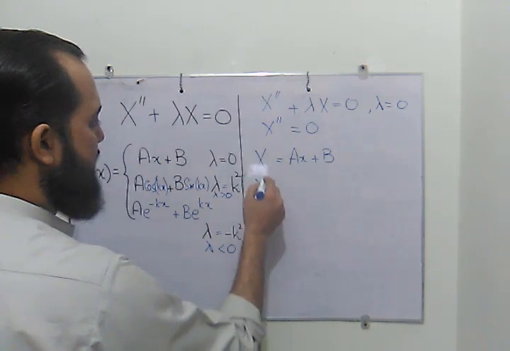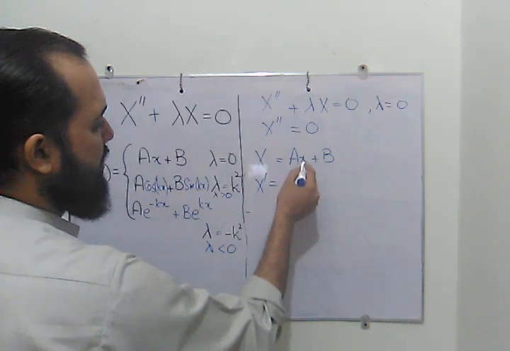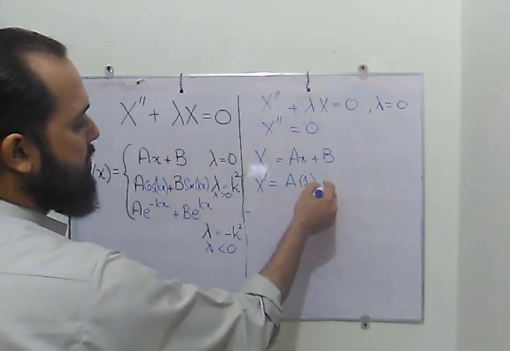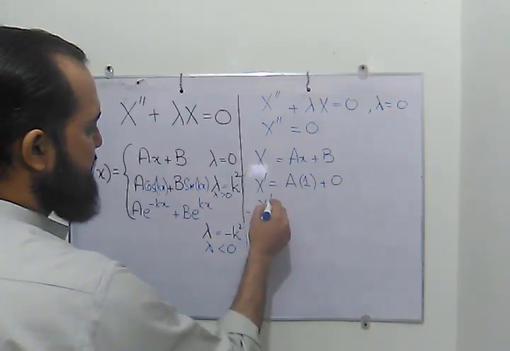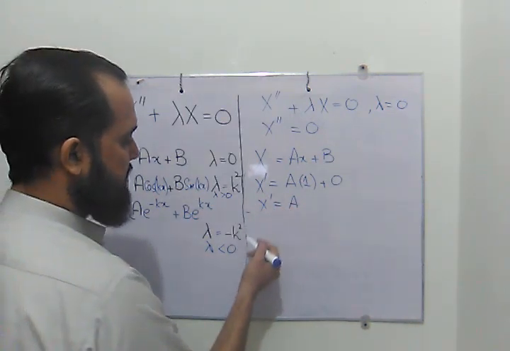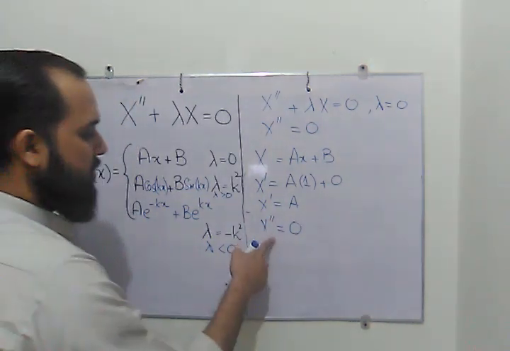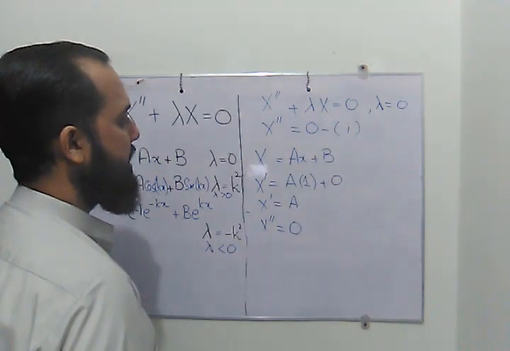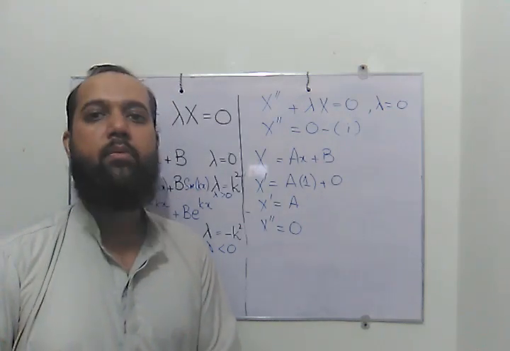We differentiate it twice. We differentiate it once, it will become a, because the derivative with respect to x is 1 here and derivative of the constant is 0. So x prime is equal to a. We again differentiate, the derivative of the constant, because a is a constant, will become 0. We put the value in equation 1, the modified form, and we see that the solution satisfies the differential equation for lambda is equal to 0.